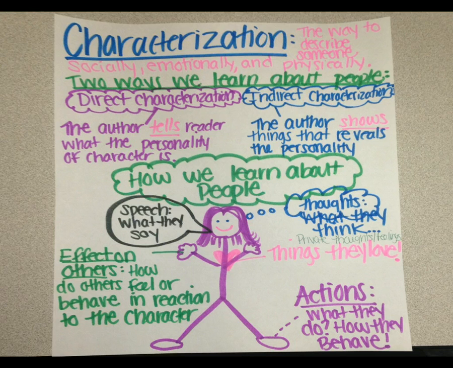Direct characterization is when the author tells you, keyword there in pink, the author tells you what the personality of the character is. For example, in Wonder, the author flat out has Jack Will say that Julian is a jerk, right? We know that Julian is a jerk because not only did Jack Will say that flat out, but we also know that indirectly because the author shows us things that reveal the personality. Again, reveal, fancy word for just basically the actions they do kind of tell us the person they are.